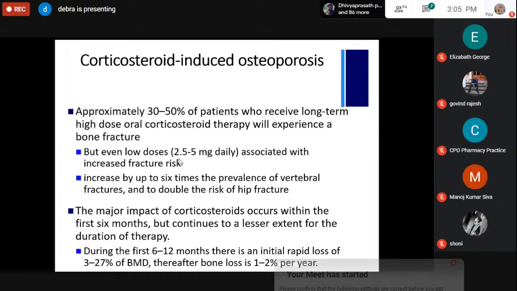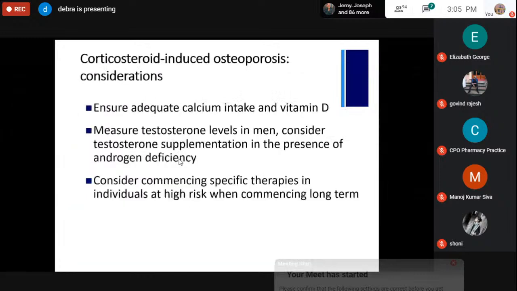They increase up to 6 times the prevalence of vertebral fractures and double the risk of hip fractures. The major impact of corticosteroids occurs within the first 6 months, but continues to a lesser extent for the duration of therapy. So really, in that first 6 to 12 months, there's an initial rapid loss of up to 30% of BMD. And therefore, this is a really important thing that we need to know of when people are starting on corticosteroids, making sure that they've got enough calcium and vitamin D.